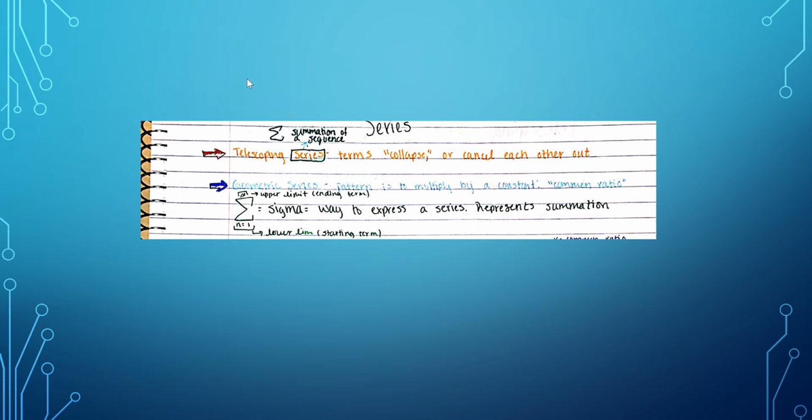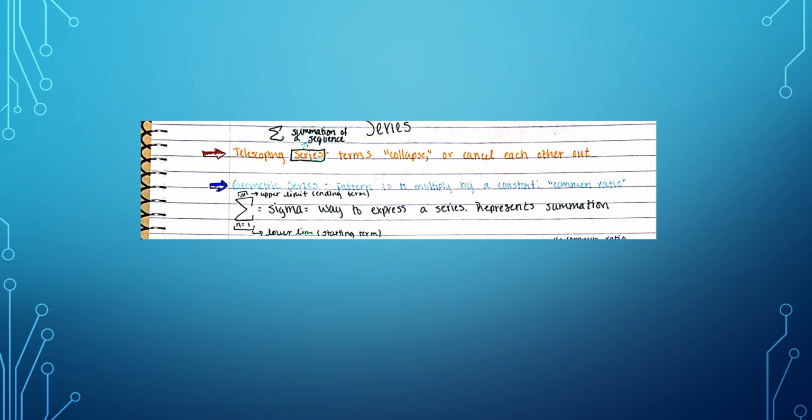This symbol, the green symbol, is called a sigma, and it's a way to express the series. It represents the summation. So when we had sequences, the numbers were separated by commas, but now instead of commas we have plus signs because you're adding all the terms together.